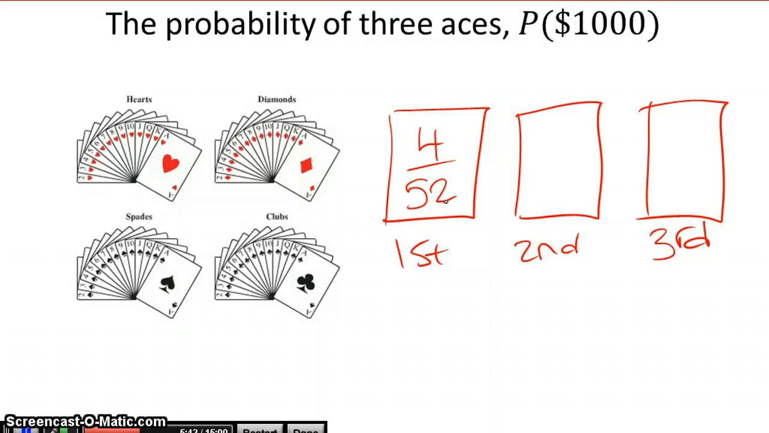Now, since we're drawing the cards with replacement, the probability of getting an ace on the second card will be 4 out of 52, because there are still 4 aces out of still 52 cards, or 1/13. And the same for the third card, 4 out of 52, or 1/13. And by the multiplication principle, the probability of getting an ace on the first card, an ace on the second card, and an ace on the third card is just to multiply those probabilities.